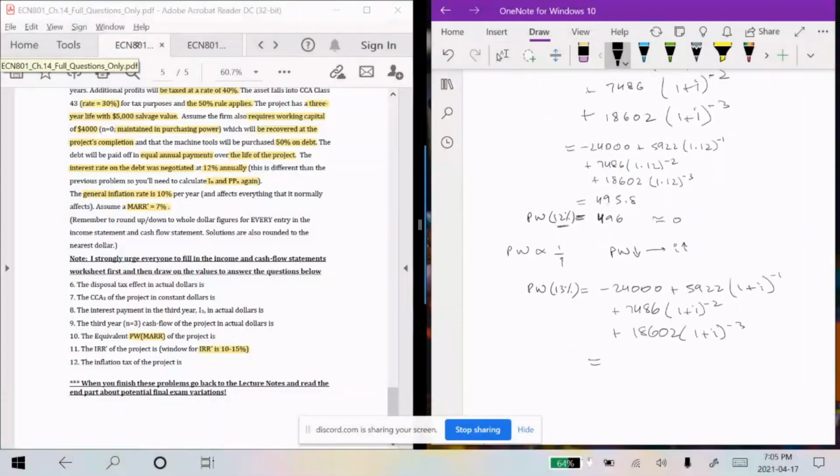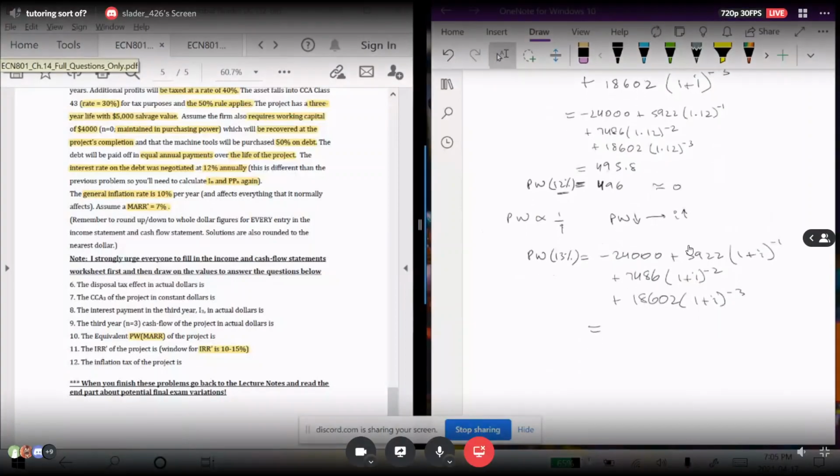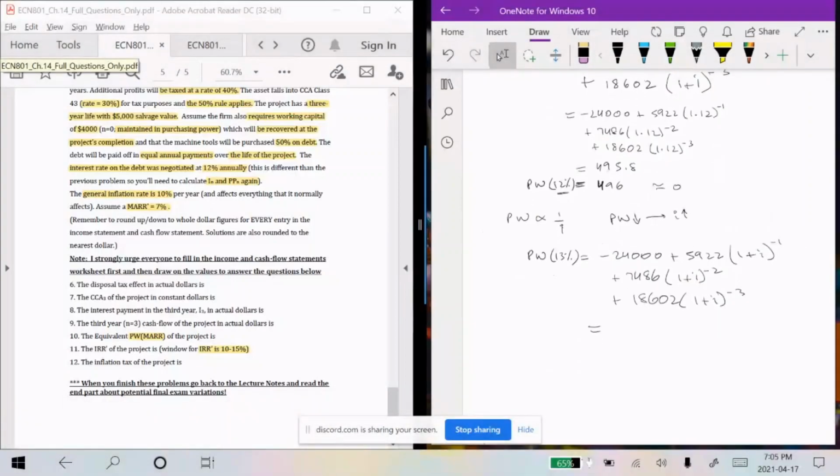Okay, so I'm gonna substitute i as 13% and calculate. Minus 24,000 plus 922 into 1.13 to the power minus 1, plus 7486 into 1.13 raised to the power minus 2, plus 18,602 into 1.13 raised to the power minus 3. Okay, so you do this, you get minus 4.5.